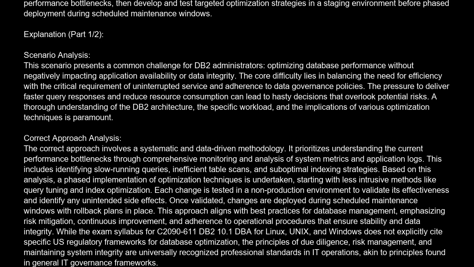This approach aligns with best practices for database management, emphasizing risk mitigation, continuous improvement, and adherence to operational procedures that ensure stability and data integrity. While the exam syllabus for C2090-611 DB2 11 DBA for Linux, UNIX, and Windows does not explicitly cite specific U.S. regulatory frameworks for database optimization, the principles of due diligence, risk management, and maintaining system integrity are universally recognized professional standards in IT operations, akin to principles found in general IT governance frameworks.